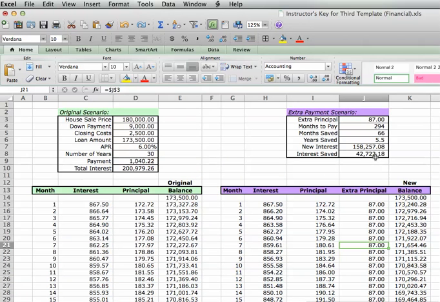Bottom line is you have paid off your debt 5.5 years sooner, saved almost $43,000 of interest by doing that, and you've got flexibility now. You can keep changing that and do a lot of what ifs.